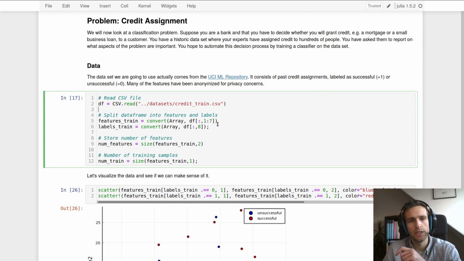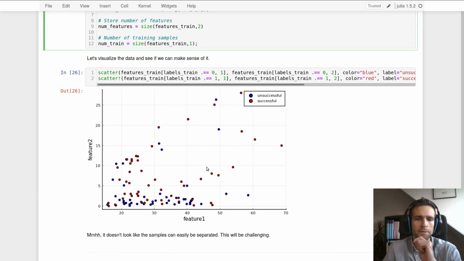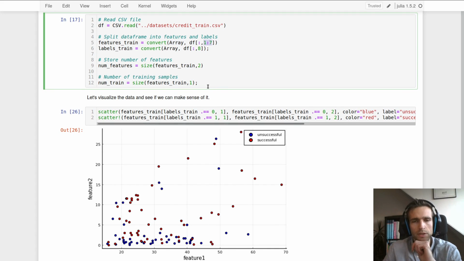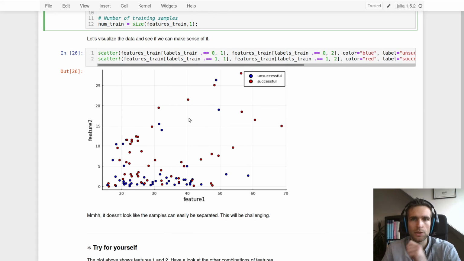So if we read in the CSV file and then do some necessary pre-processing, such as converting a data frame to an array, then we can make a plot of the data. These are the first two features, feature 1 and feature 2. We actually have 7 features in this case, and so the 8th column are the labels in this situation. And you can already see that this is not a linearly separable problem, at least not in the first 2 features. So this might prove challenging. It might prove challenging to automate this decision process by your experts with a linear classifier.